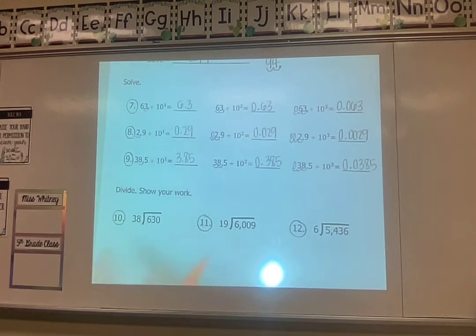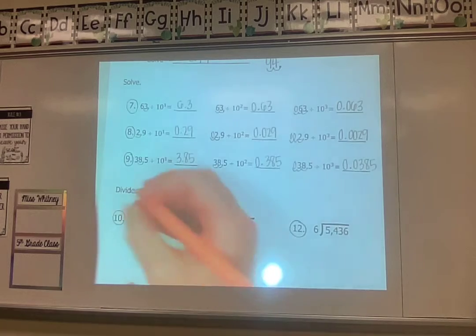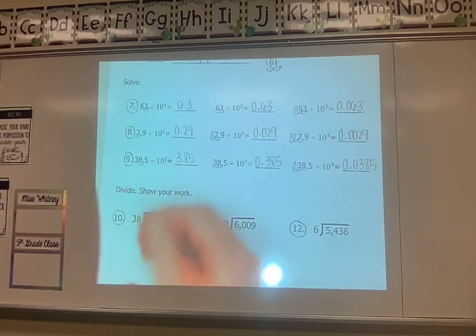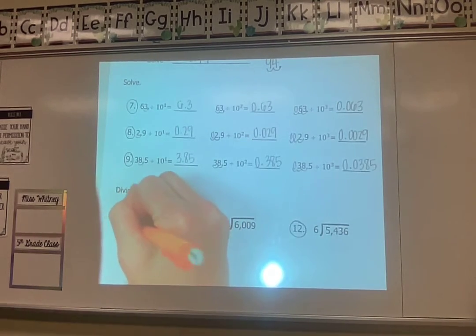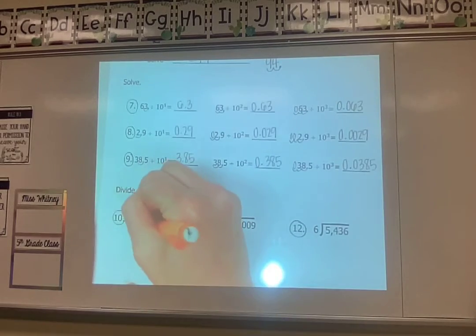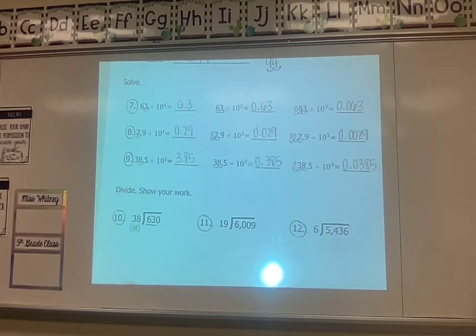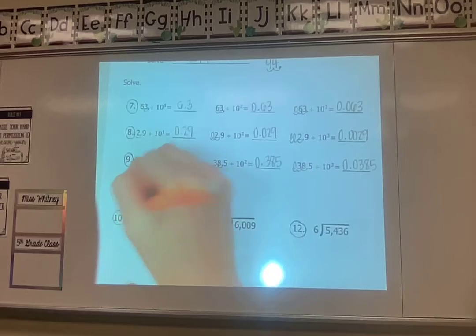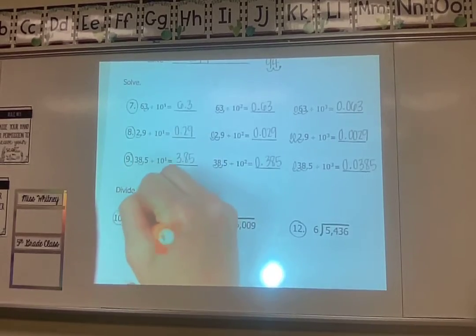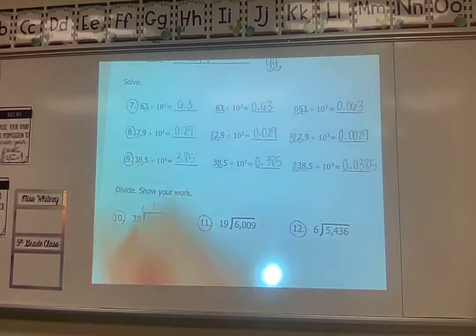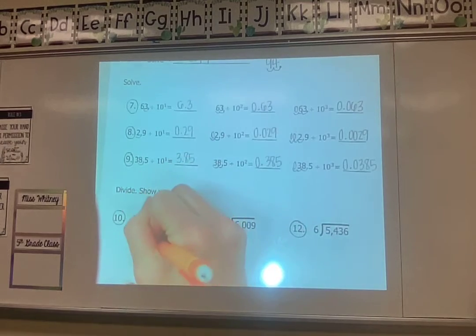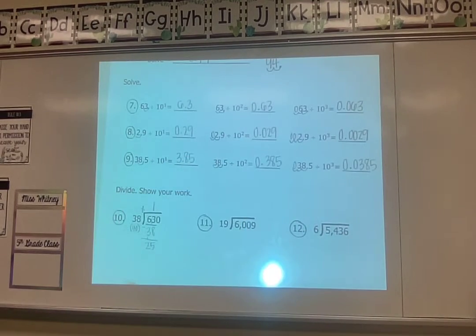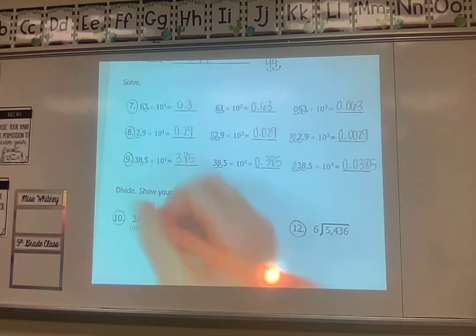Alrighty, number 10 down here. We are dividing by a 2-digit number. There's no decimal, but I do need to round. That would be close to 40. Then I'm going to start with 63. I think that's only going to go in there 1 time. So 38 times 1 is 38. Subtract. Be careful here. You got to do a little take one, give one. I got a 25. Remember, you can check there. Is this smaller than this? Yes, so I know the 1 was right. Bring down my 0 and go again.